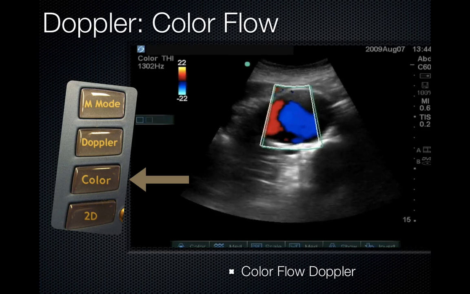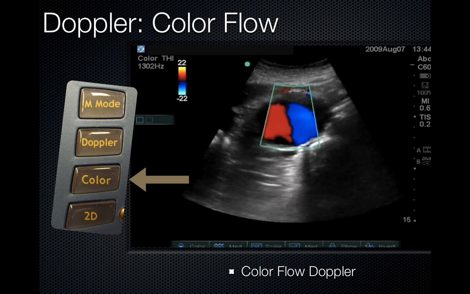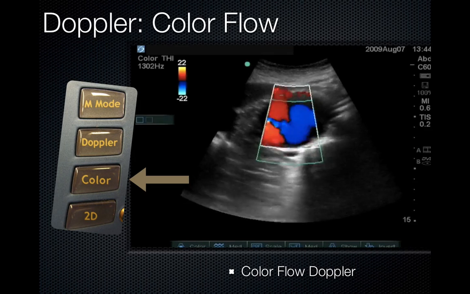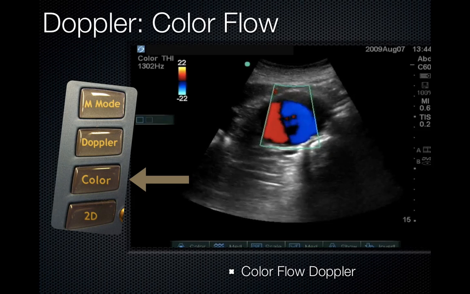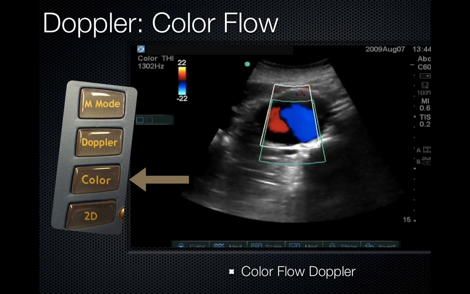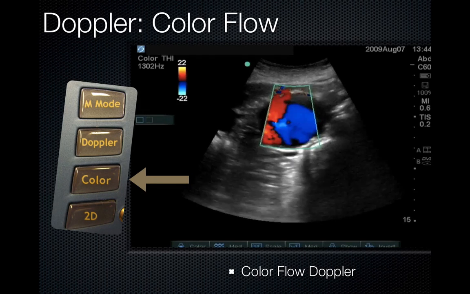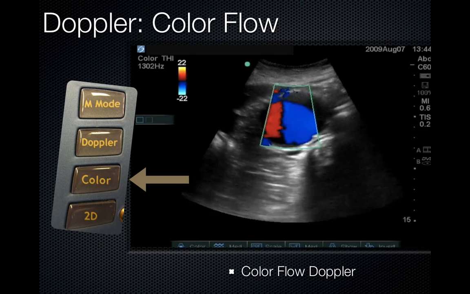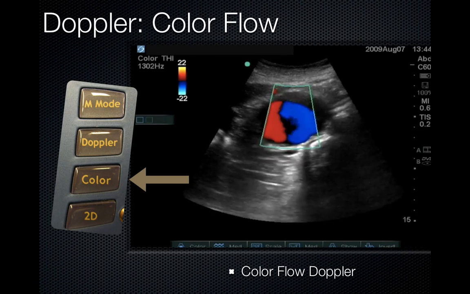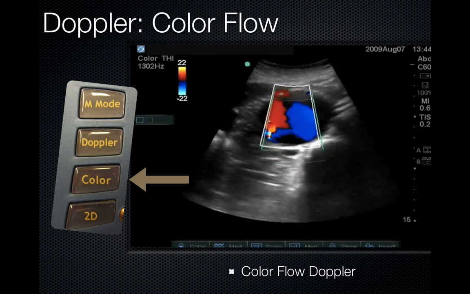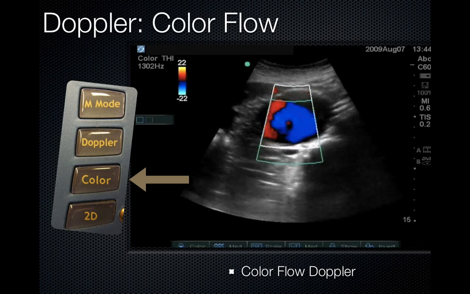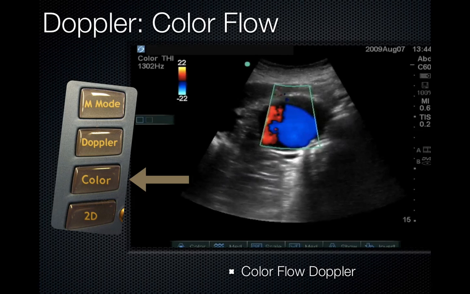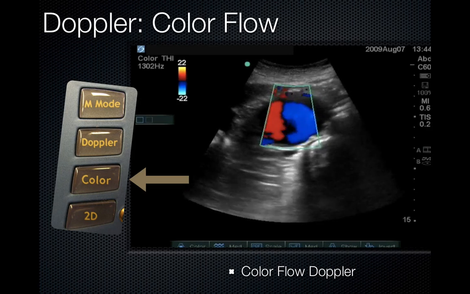Once the color button is pushed, there are two basic options. The default option is color flow Doppler, as you see here. Blue is flow away from the probe, and red is flow toward the probe. It's important in this mode that the probe be angled, not at 90 degrees to flow, because if there is no flow coming toward or away from the probe, then the Doppler signal is either weak or non-existent. If you remember BART, you can remember that blue is away and red is toward, or BART.